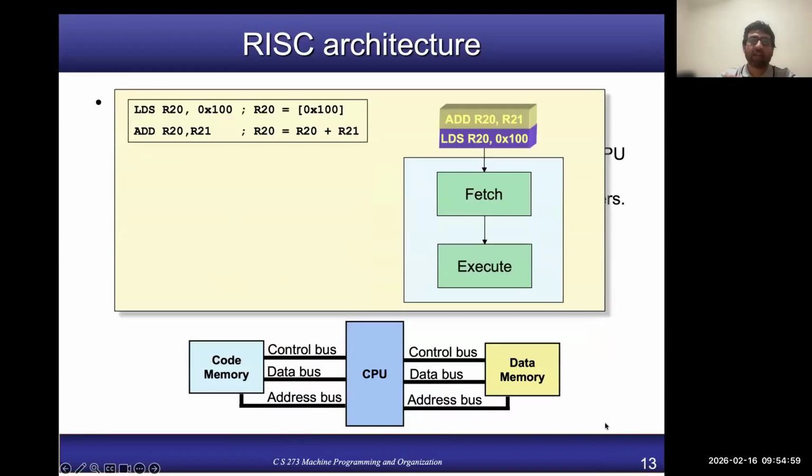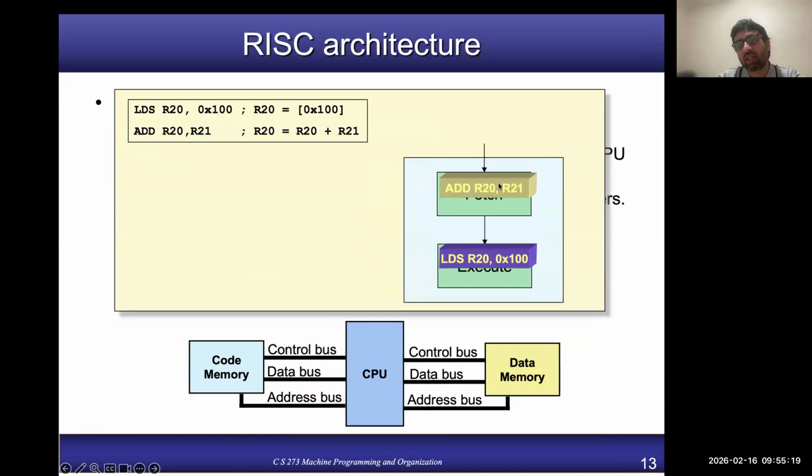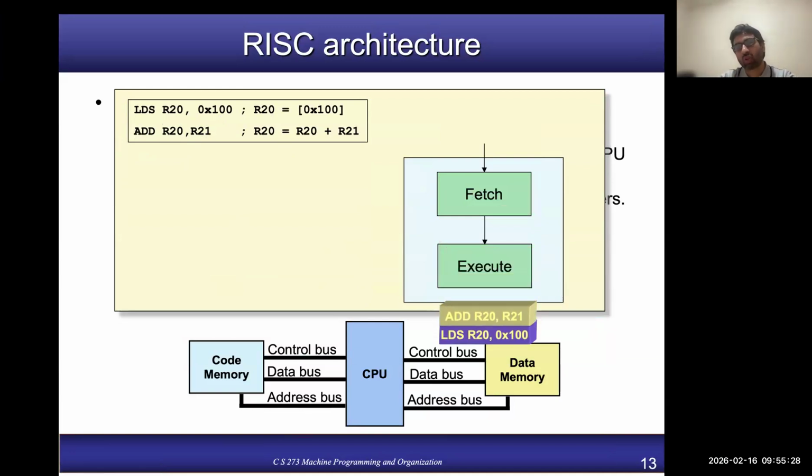Okay, so here is an example. You have the instructions LDS, load data from static memory from address 0x10 into R20, and then you are saying add R21 into R20, right? So the first instruction will be fetched. In the next cycle, the first instruction will go to the execute stage and the second instruction into the fetch stage, and after another cycle, so in total in three cycles, the two instructions will be executed.